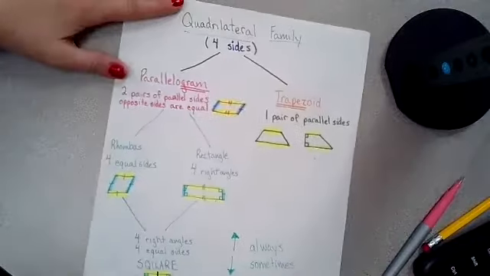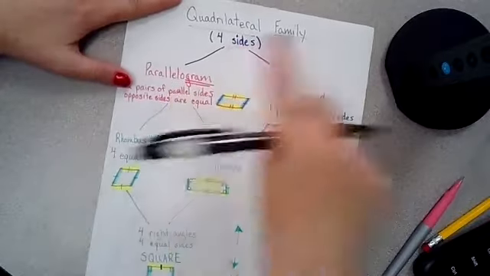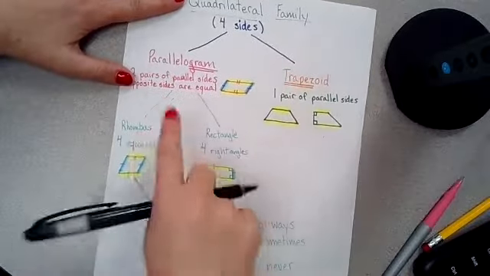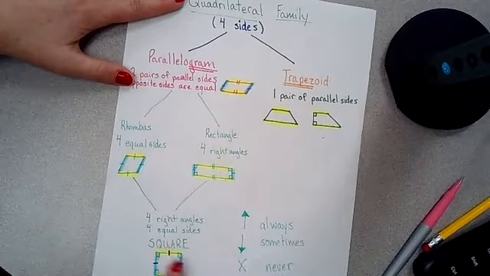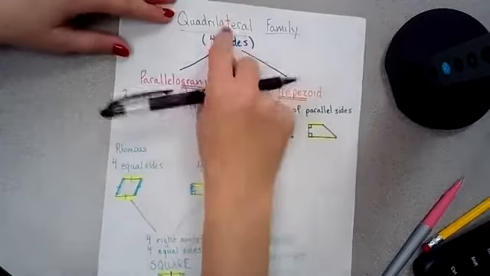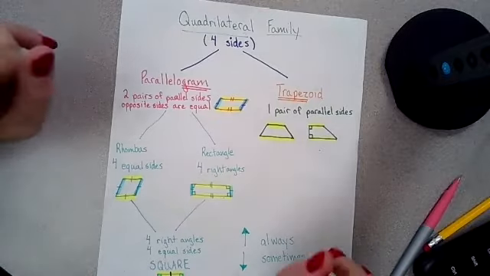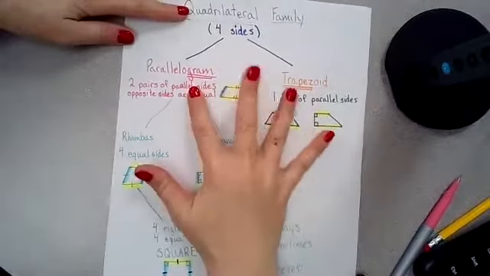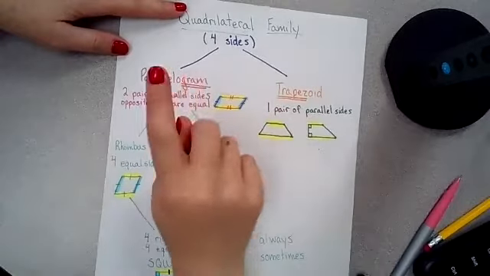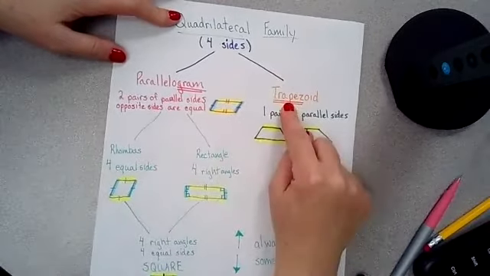Every member of the family has 4 sides. Parallelogram has 4 sides, trapezoid has 4 sides, rhombus, rectangle, and the square. All of them have 4 sides. That's what makes them part of the quadrilateral family. Okay, so then remember that the first 2 members in the quadrilateral family are Uncle Graham and Uncle Trapeze.